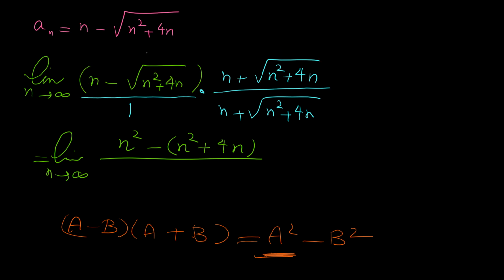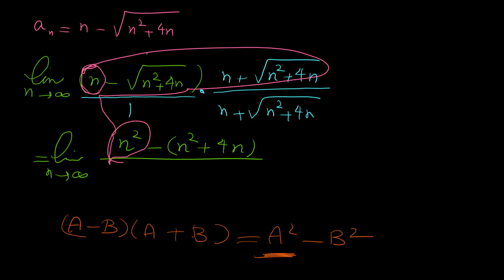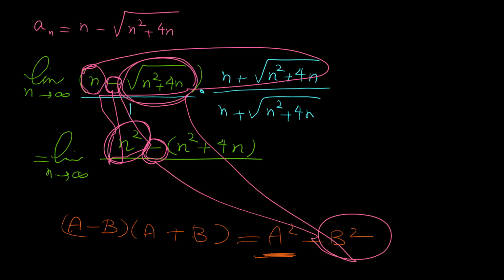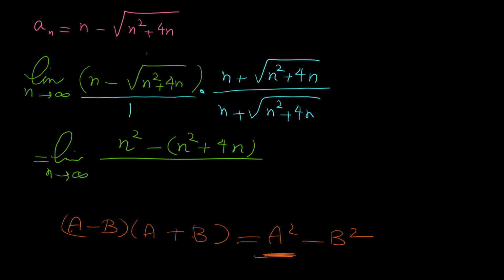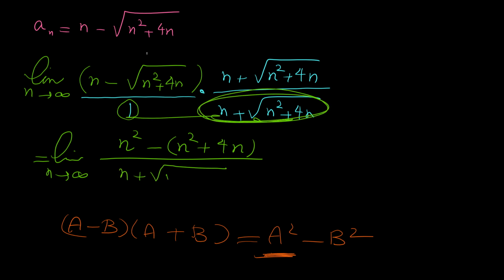n to the 2. As you can see here, this is a. And when we multiply by the conjugate, the answer is a to the 2. So n to the 2 minus, don't forget to put the minus here, minus b to the 2. What is b? b is this radical. But we know that when we raise a radical to the power of 2, the power of 2 with radical cancels and only the expression inside the radical remains. What about denominator? We multiply 1 by this expression, so we have only this expression in the denominator, n plus square root of n to the 2 plus 4n.